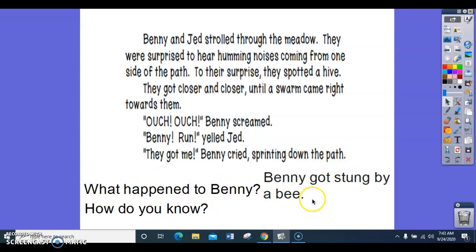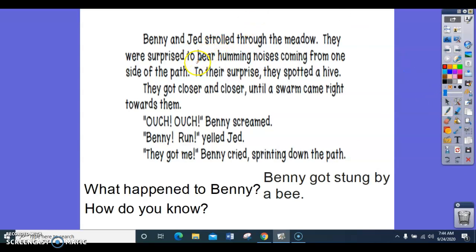What happened to Benny? Benny got stung by a bee. How do you know? Well, first of all, this text never told us that they were running or Benny got stung from a bee, right? We had to infer, or we had to use our inferencing to come up with this particular conclusion. So let's see, how do we know that Benny got stung by a bee? Let's go use our background knowledge. So let's do some underlining. And this is what you'll be doing in your DOL today too.